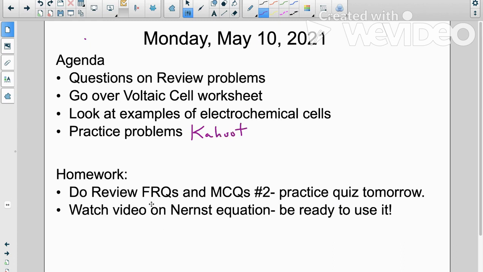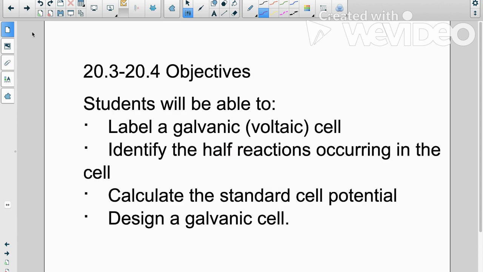Homework is to do the review FRQs and MCQs, the second set, and there will be a practice quiz tomorrow on electrochem and stuff from the review problems. And make sure to watch the video on the Nernst equation. We're going to be using it tomorrow.